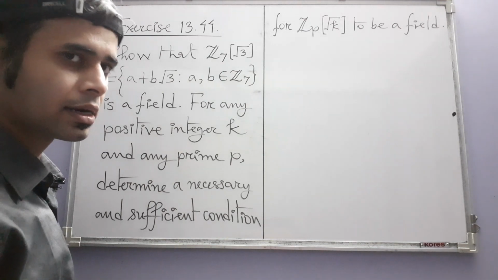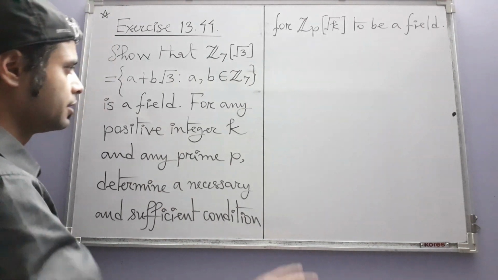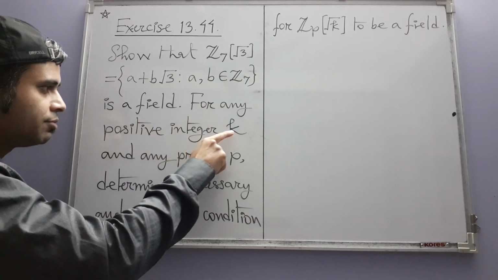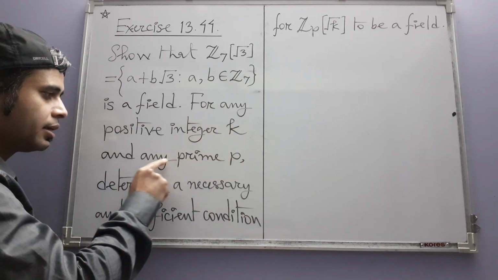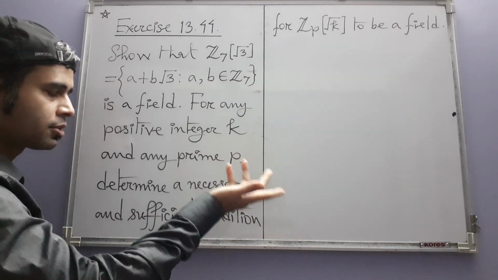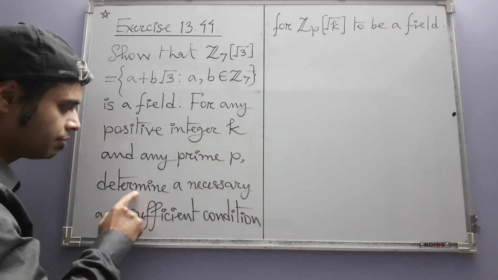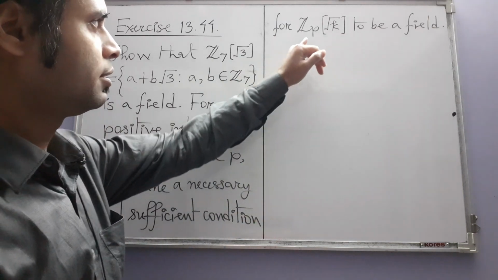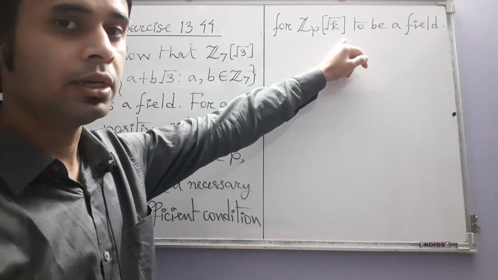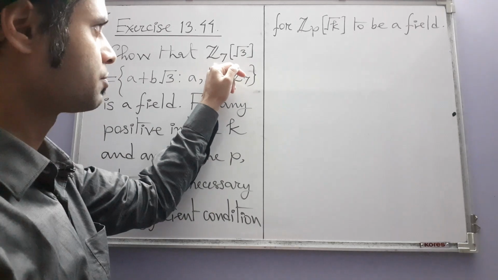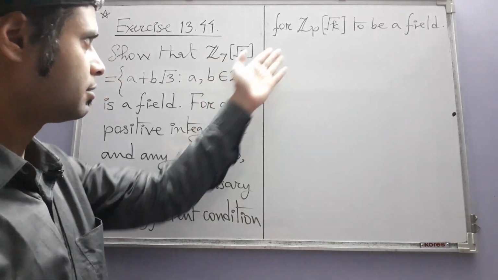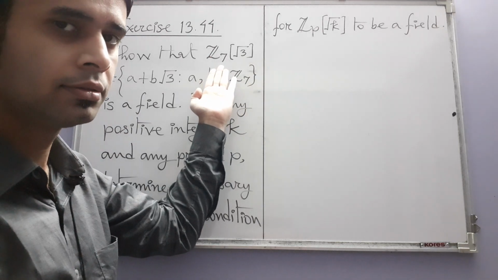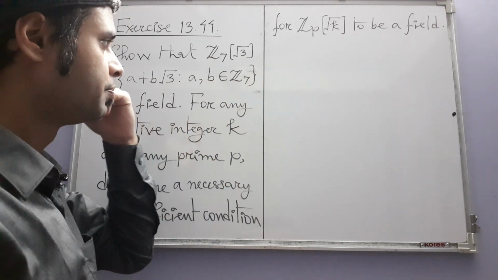And then there is another part to this exercise. The next one asks us to do this. For any positive integer k and any prime number p, of course also positive, we have to determine a necessary and sufficient condition that this be a field, just like this one. We can see that in this special case k is 3 and p is 7.